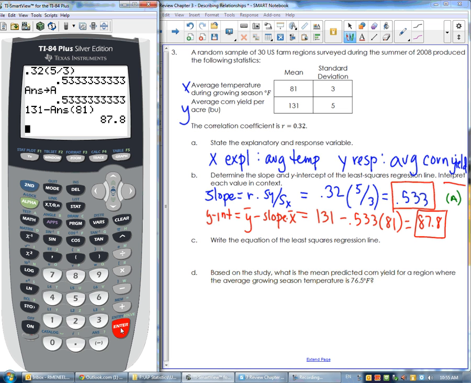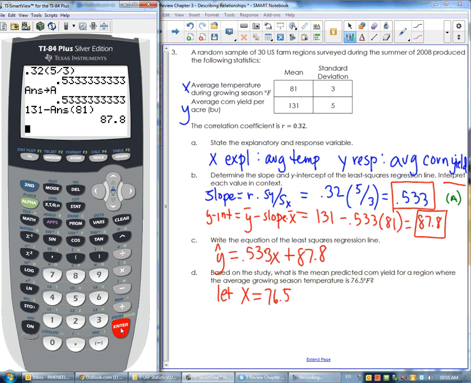Letter C asks to go ahead and write the equation of the line, so just remember to put a hat on it. Y hat is equal to 0.533 x plus 87.8. And then it says, based on the study, what is the mean predicted corn yield for a region where the average growing season temperature is 76.5 degrees Fahrenheit? Well, that's an x value. So if I let x equal 76.5, then I want to predict the corn yield.